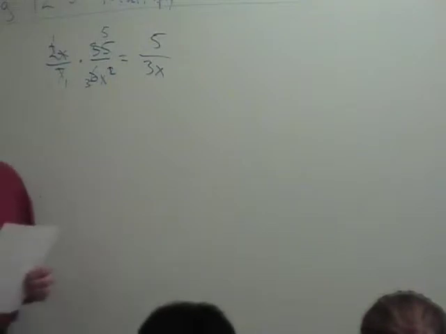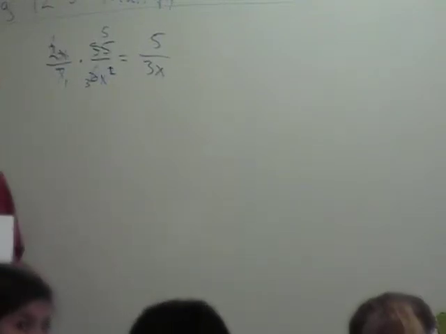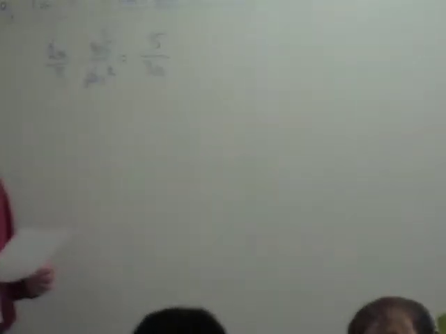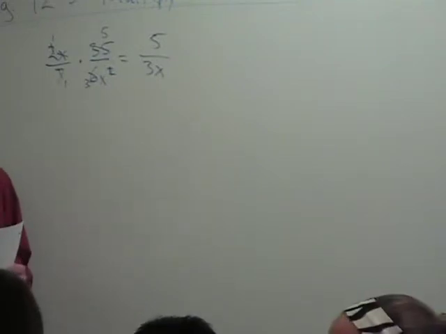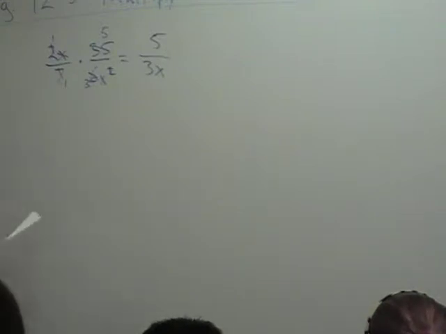Is that the same thing as 70 over 42x? No. Yes, you gotta reduce it. So it's best if you reduce diagonally, which is what you're gonna do today.